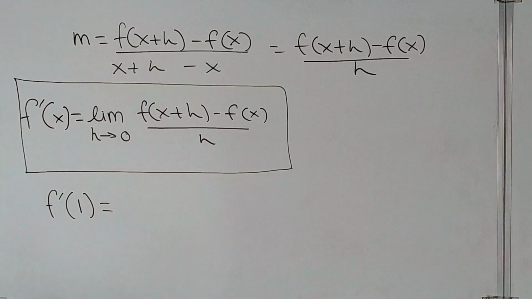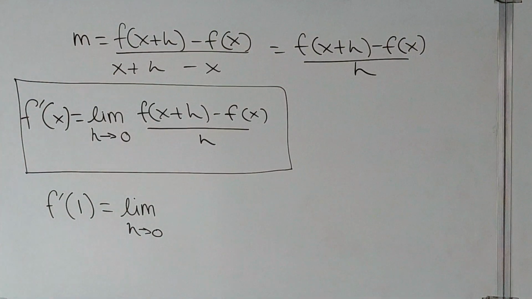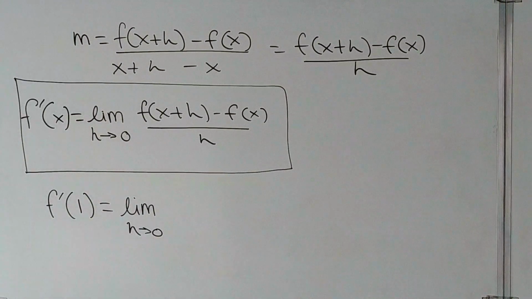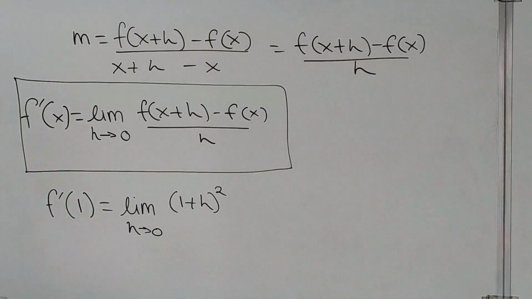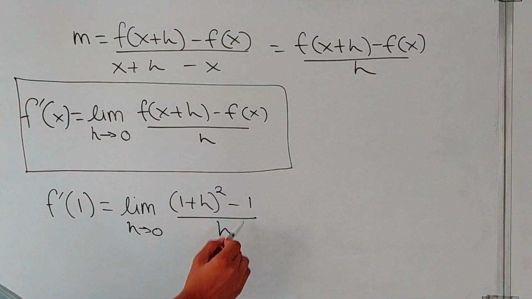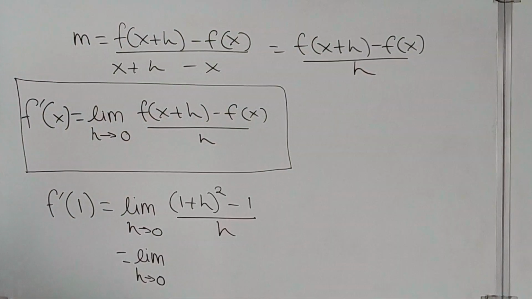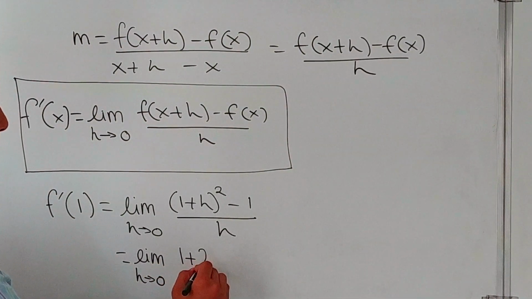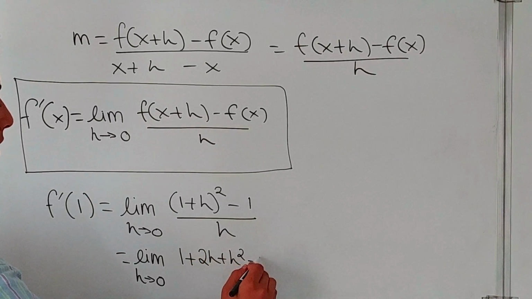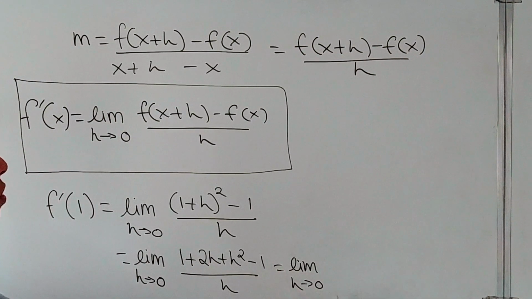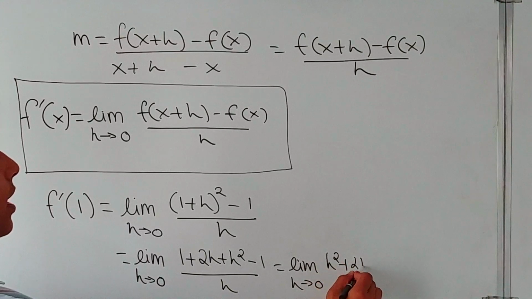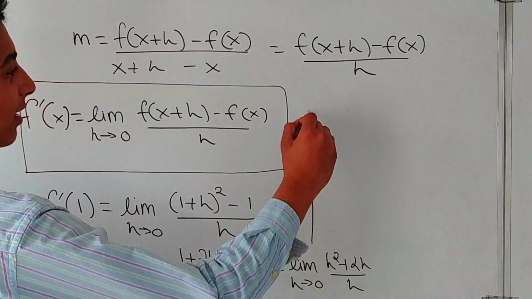So f prime of 1 is going to be equaling the limit as h approaches 0 of f of x plus h. So what is f of x plus h? So x right now is 1, so 1 plus h squared, since the graph is x squared, minus f of x, which is simply 1 squared, which is 1, divided by h. If we simply expand this, we can get the limit as h approaches 0 of 1 plus 2h plus h squared minus 1 divided by h, which now equals the limit as h approaches 0 of h squared plus 2h divided by h. Just going to draw a line there.